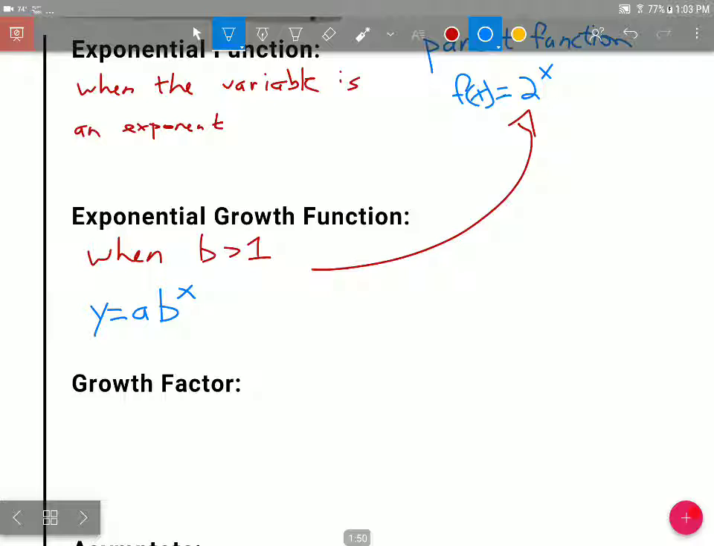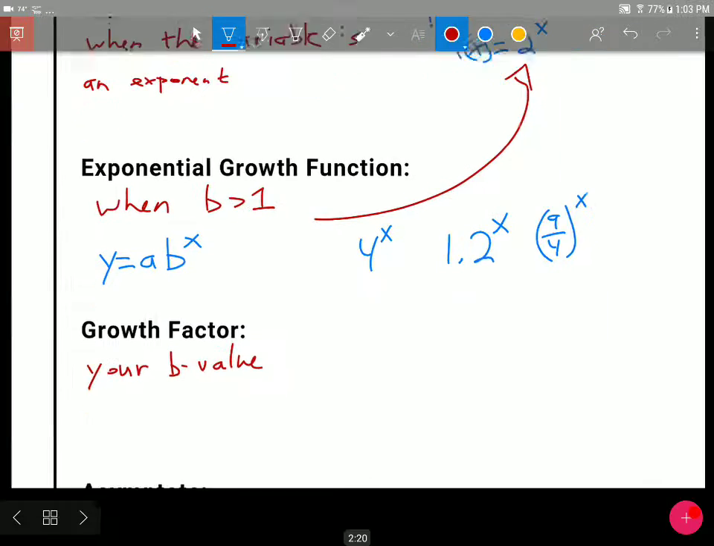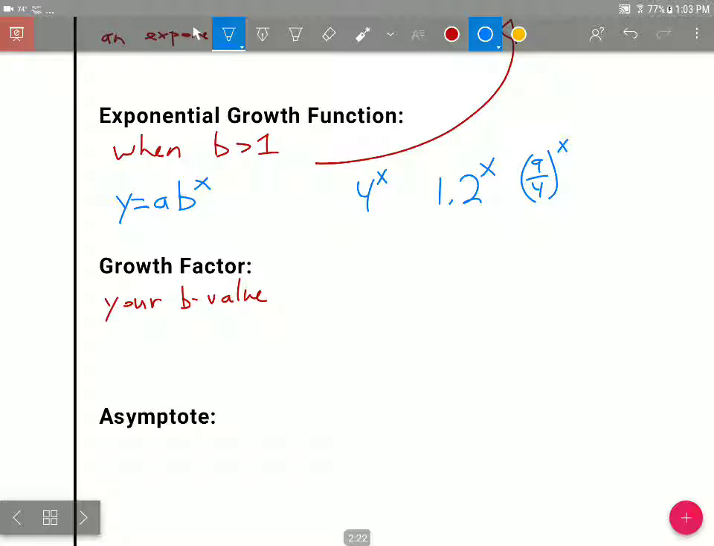So for example, 4 to the x is a growth function. 1.2 to the power of x is a growth function. 9/4 to the power of x is a growth function. Because all 3 of those are bigger than 1. The growth factor is your b value. They asked, what's the growth factor? For the first one, the growth factor is 4, that's that one right there.